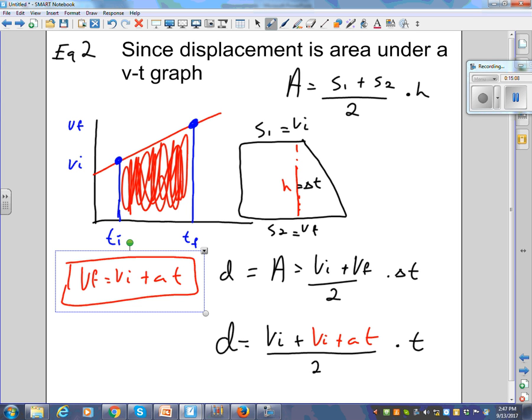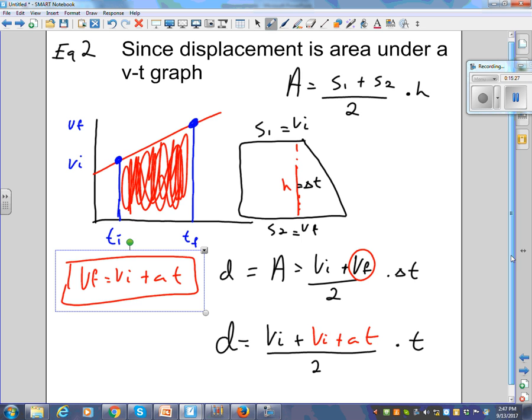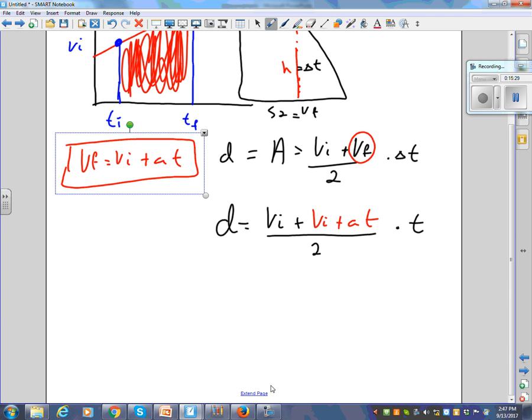So what did I do? I replaced this VF here, which I will circle in red, with this one here, the VI plus AT. Let me simplify and box it. Can this be simplified?